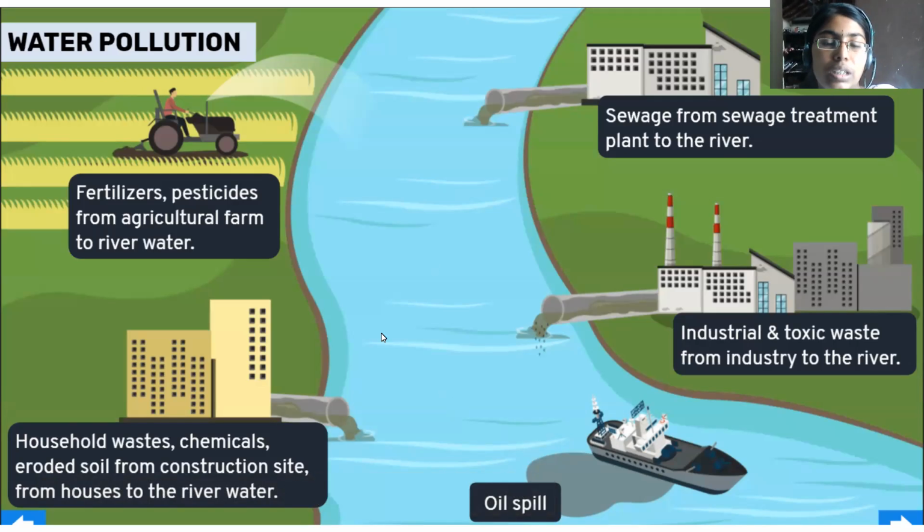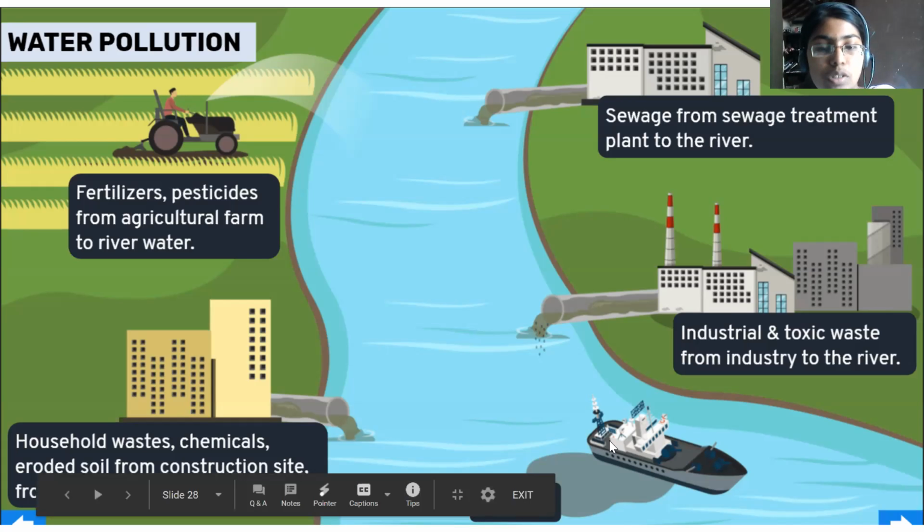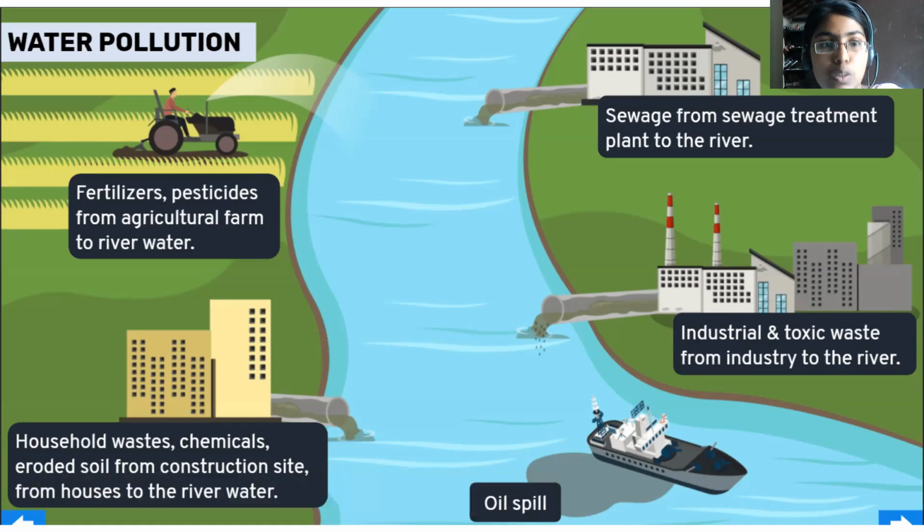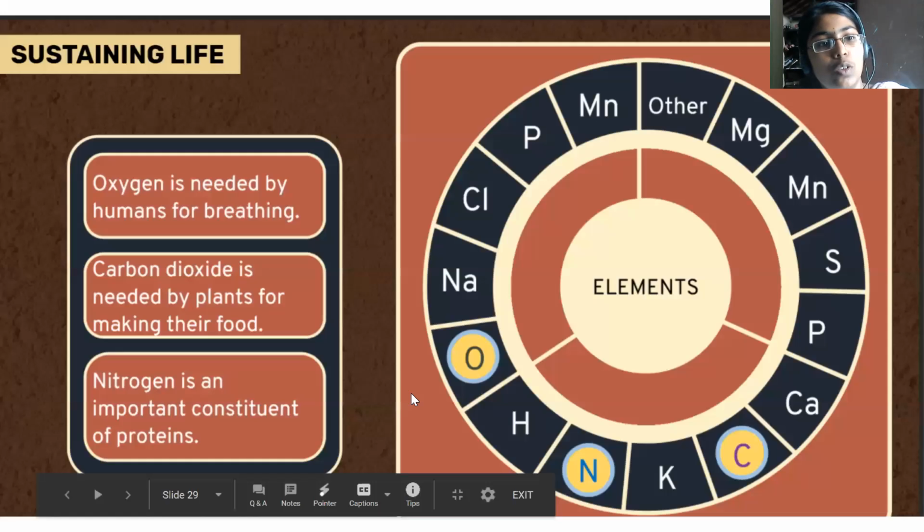And household waste is also a cause; we pour all that waste onto the road and finally it reaches the water. If we see oceans, there will be oil spills so that the water gets polluted. And from the industries, for example the leather industry, they leave some toxic materials like arsenic, which mix with the water and make it polluted. So these are some of the causes. We have already done this, so just for a glance I gave you. Next we'll go for sustainable life.